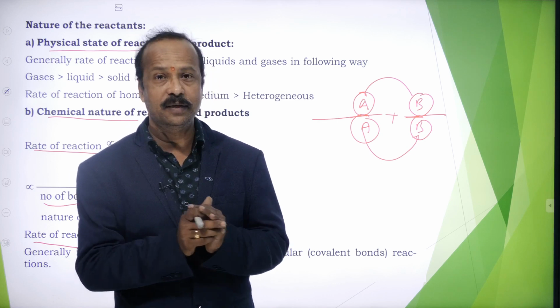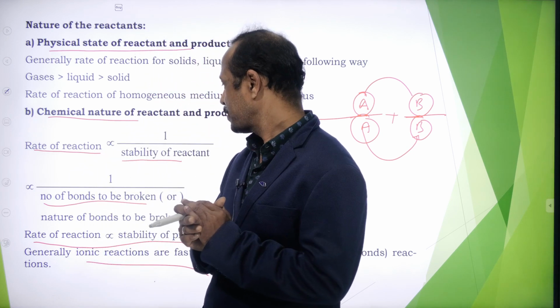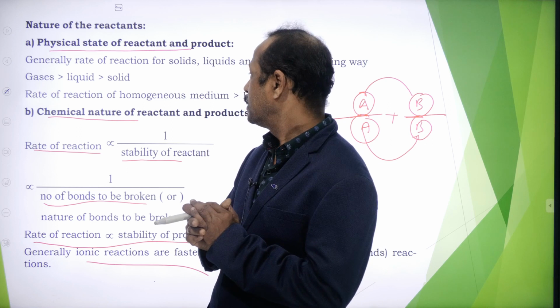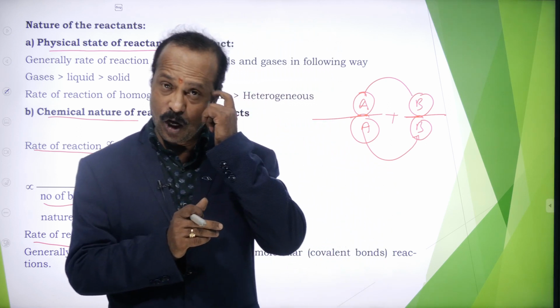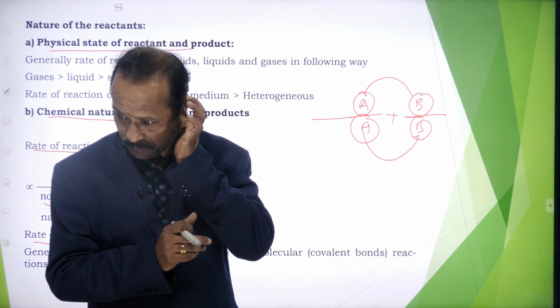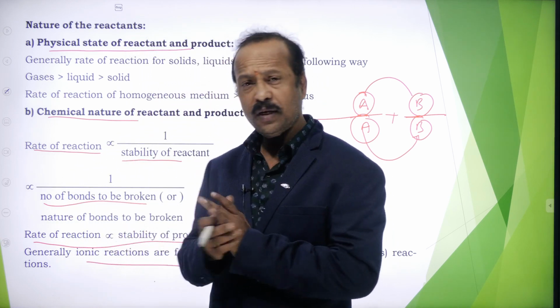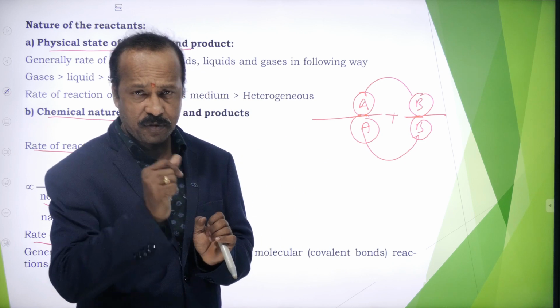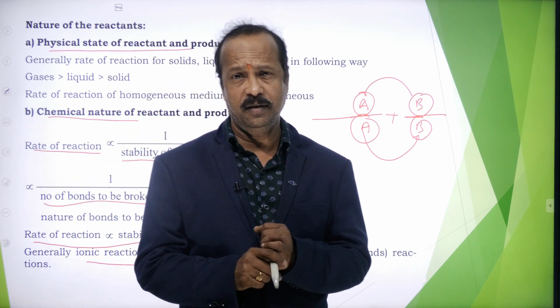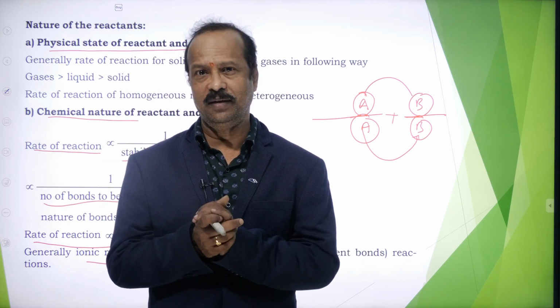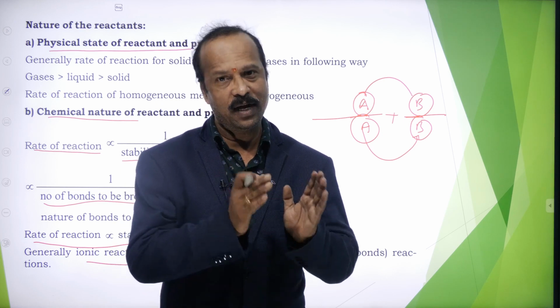So that is depending on the nature of the reactants. Clear? Okay. Now, for example, take two ionic compounds. Ionic compound reactions take place instantaneously. For example, sodium sulfate, Na2SO4, is an ionic compound.